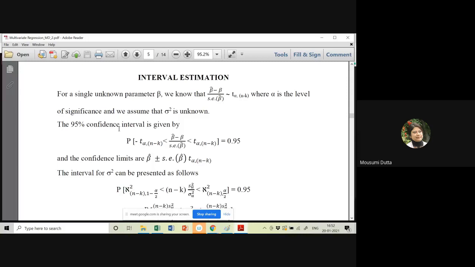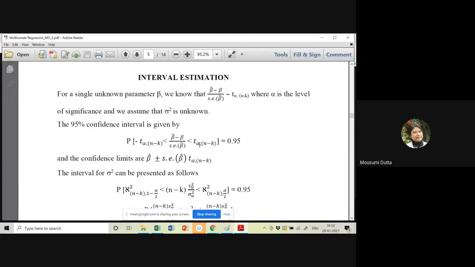So the 95% confidence interval is given by probability: minus t alpha by 2, n minus k, less than (beta hat minus beta) divided by standard error of beta, less than t alpha by 2, n minus k. Okay, there is a mistake, here there will be alpha by 2.